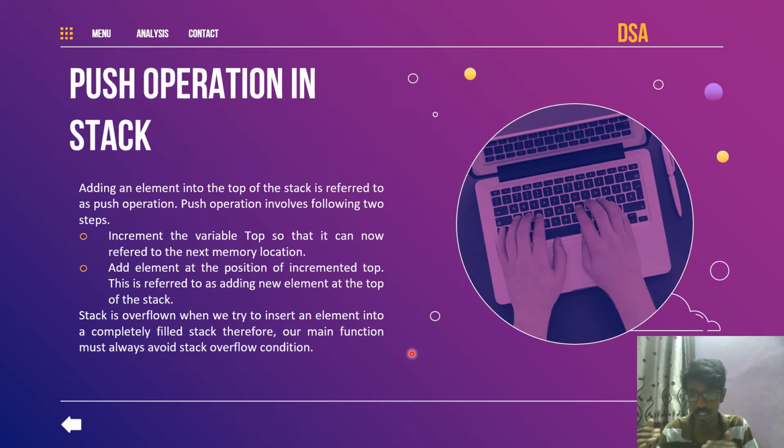The new position that has been created should be listed as the top, and in that top position the new element should come in and take its place. This is referred to as adding a new element at the top of the stack. A stack overflows when we try to insert an element into a completely filled stack. A stack has a limit only, up to which it can be filled. After that, no element can be added. That is called the overflow state. A main function must always avoid a stack overflow condition. This is how a push operation is implemented in the stack.